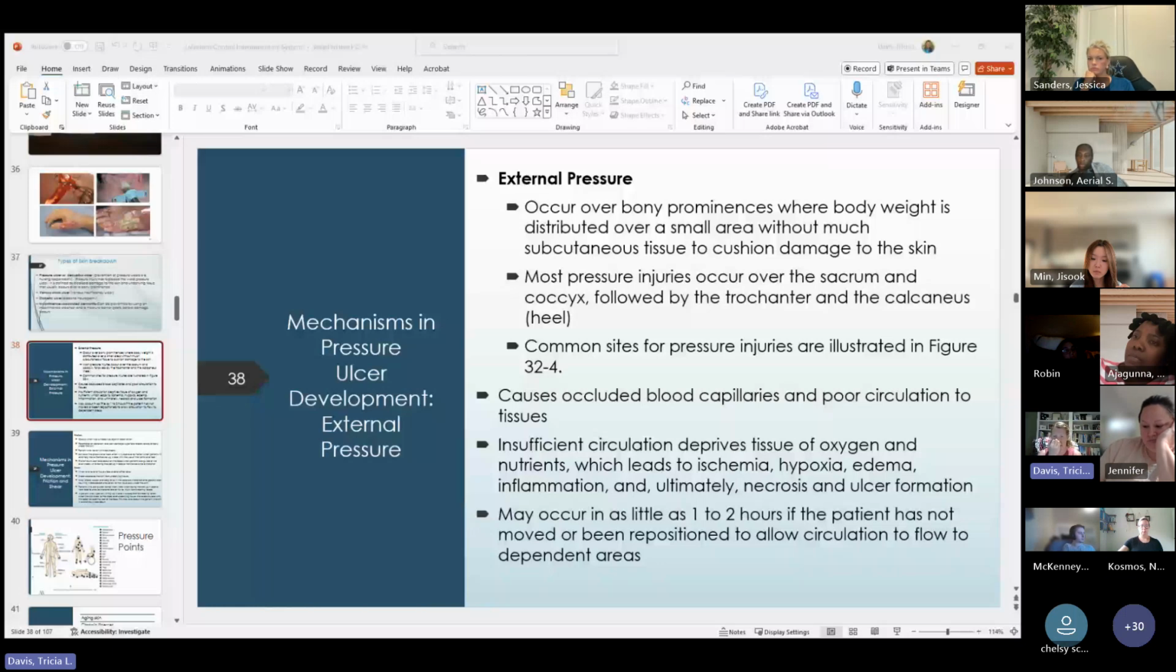It causes an occlusion in our blood capillaries, and then it's going to cause even poorer circulation to the tissue, and the wound's going to get even worse. Anytime we don't have good blood flow or circulation to these areas, we're not going to have good oxygen. We're not going to get good nutrients. If we don't get good nutrients and oxygen to that wound, it's going to be ischemic, which means we're not going to get any oxygen. Hypoxia is going to set in. Then we're going to see more swelling, more inflammation, and then the area around that wound is going to die.